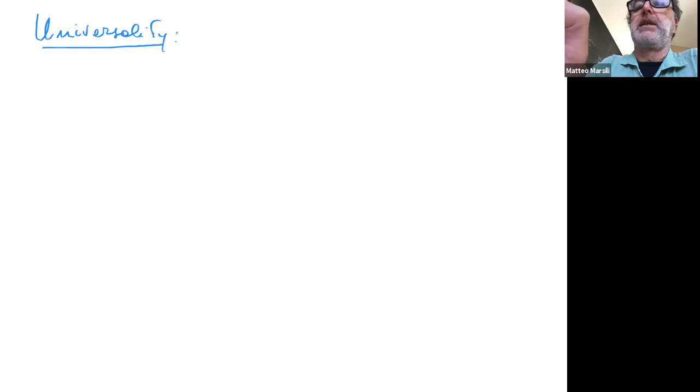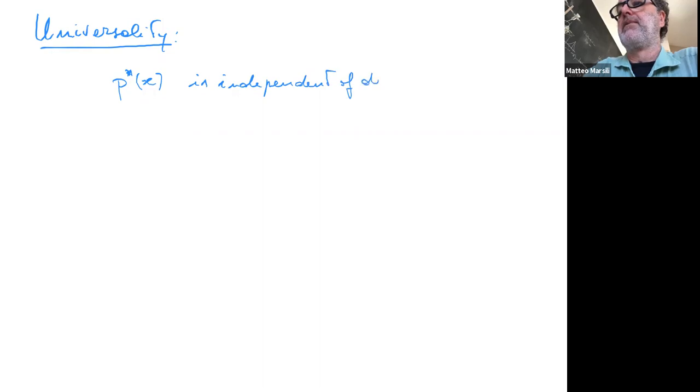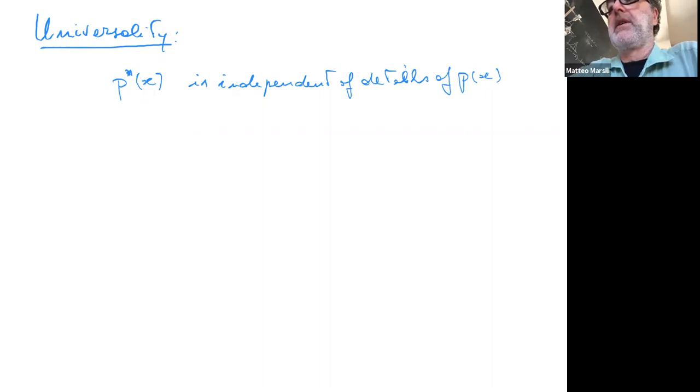So, the fact that the distribution P star of X does not depend, is independent of details of the original distribution P of X. For example, in the central limit theorem, we have seen that the limit distribution is a Gaussian, whatever the distribution of the original variables, as long as the variance is finite.